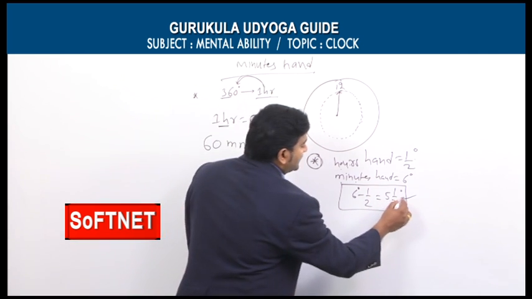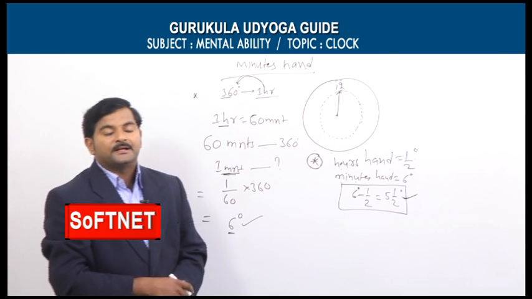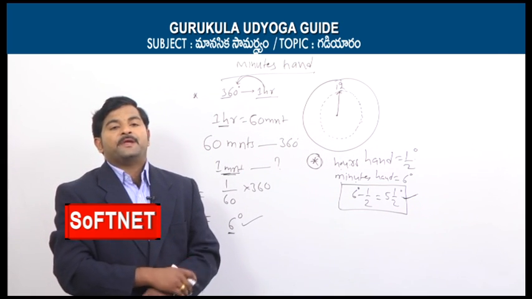Therefore, this 5.5 degrees is said to be the relative speed of the 2 hands.